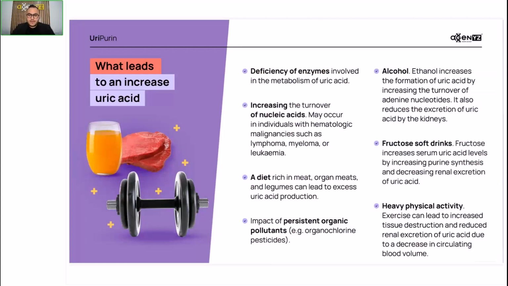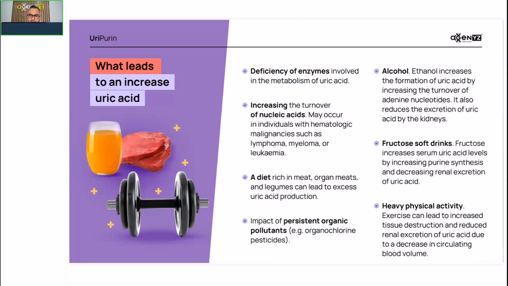uric acid production, and the impact of persistent organic pollutants such as organochlorine pesticides. And of course, as I mentioned previously, alcohol. Basically, ethanol increases the formation of uric acid by increasing the turnover of adenine nucleotides. It also reduces the excretion of uric acid by the kidneys.